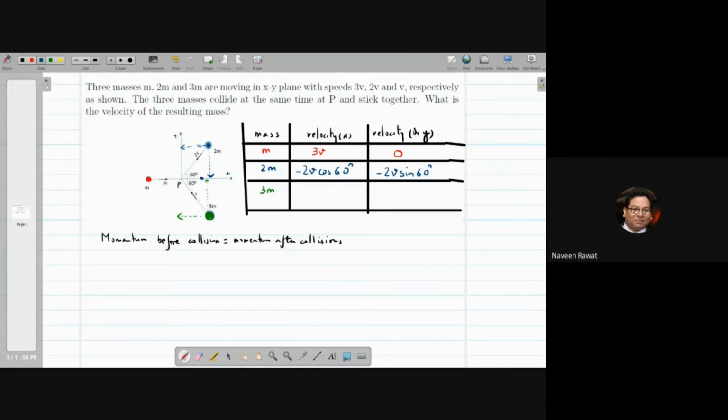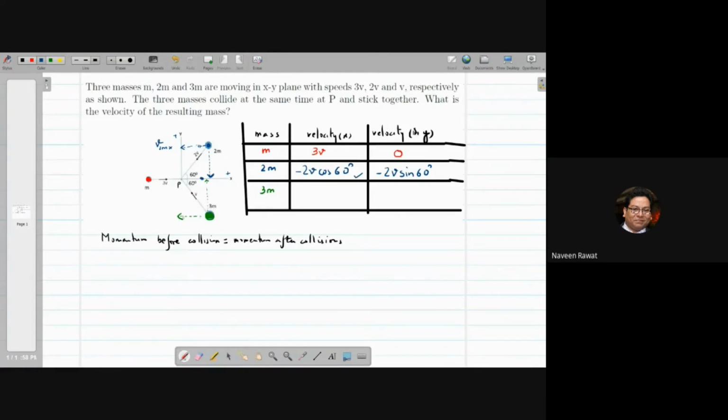Right here. Okay, so let me label this somehow. Let me label this as the velocity of 2m in the x direction, v2mx. Okay, so this value here is your v of 2mx. Okay, so moving on, let's look at the mass with 3m.